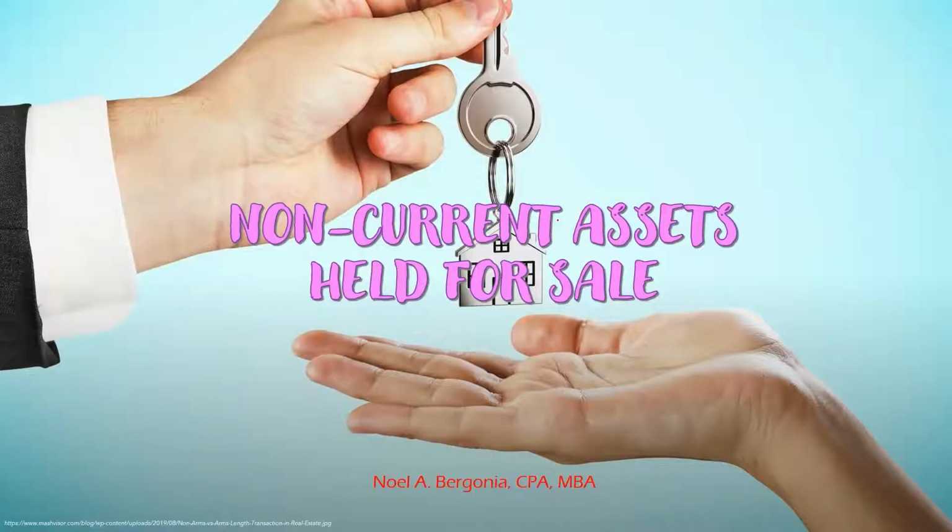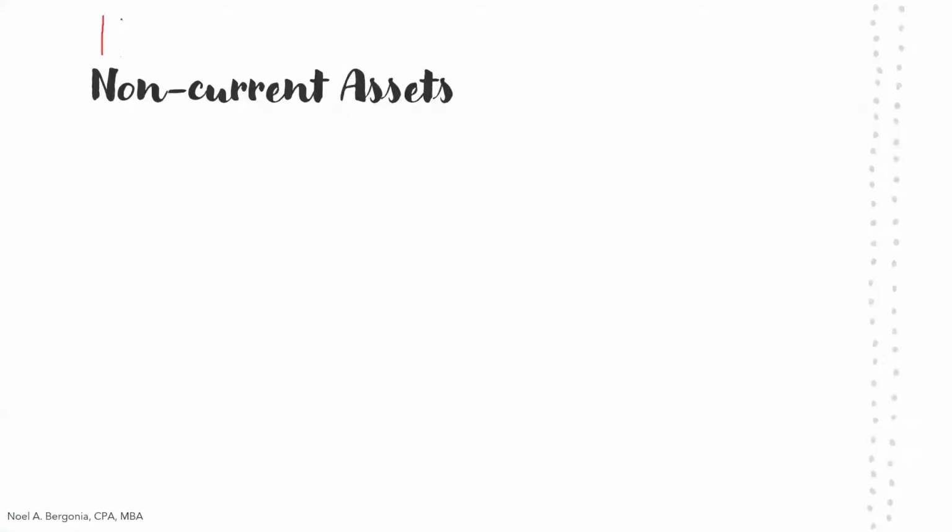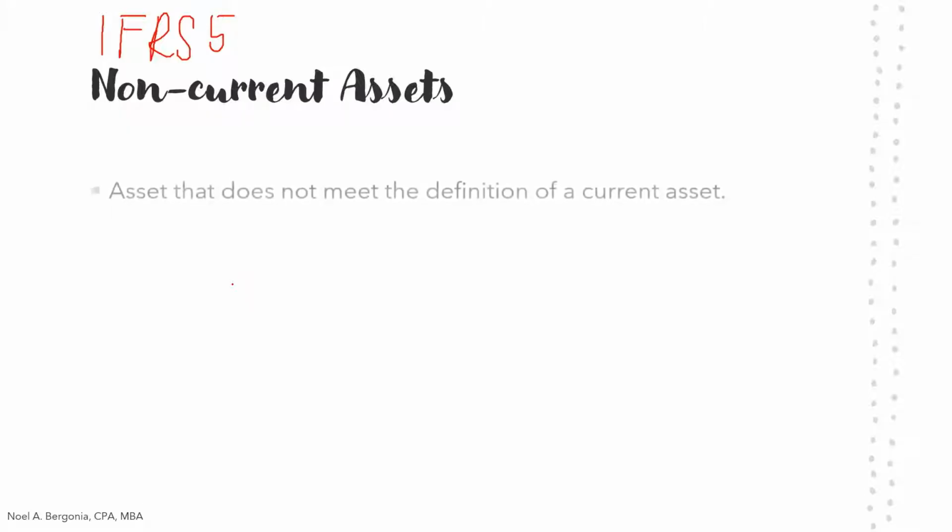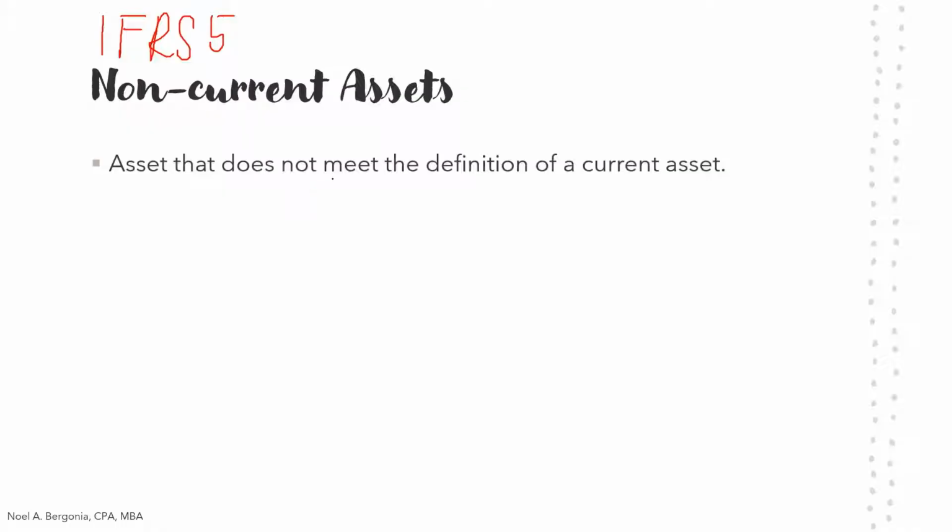So this particular topic is actually brought to you by IFRS number 5. This is the standard for non-current assets held for sale and discontinued operations. Before we start discussing non-current assets held for sale, let us first define what a non-current asset is. Typically, it becomes a non-current asset based on IAS number 1 if your asset does not meet the definition of being a current asset.